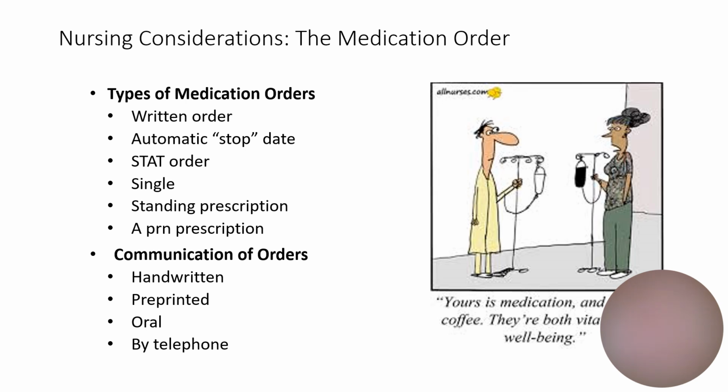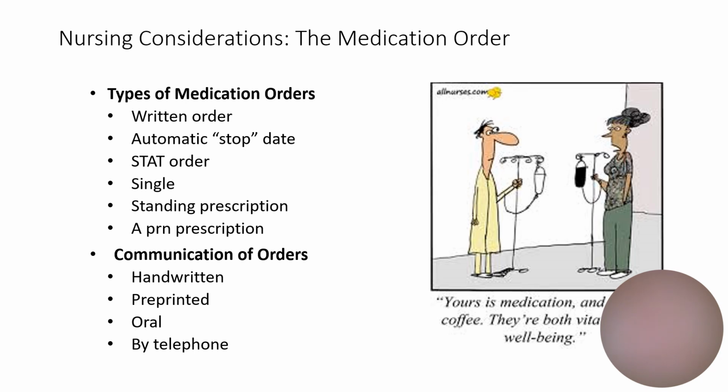A PRN prescription requires the nurse to determine in collaboration with the patient when the medication is to be given. The prescription specifies the condition for which the med is being given and the minimum time intervals between the doses. The medication cannot be given any more frequently than prescribed, even if symptoms persist. Pain medications, antiemetics, anti-nausea meds, and laxatives are usually given PRN.